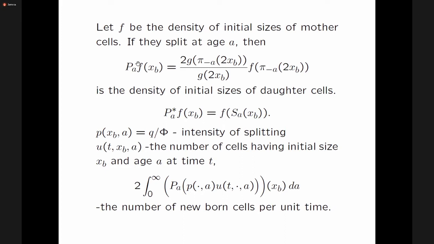for this Frobenius-Perron operator. And now, if you know this formula, then we can find the number of cells which we can obtain after the splitting of mother cells. We introduce the function p equals q over phi, the intensity of splitting of a cell, and if function u describes the number of cells having some initial size x_b and age a, then the number of newborn cells per unit time is given by this formula. So we simply integrate this with respect to a and multiply by 2 because a cell is divided into 2 daughter cells.